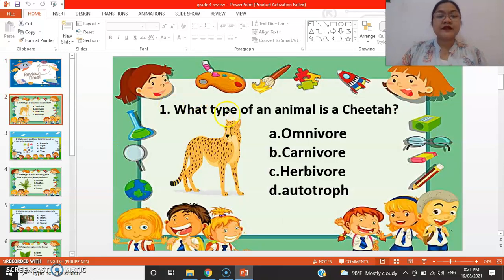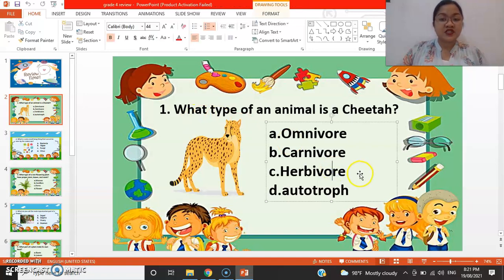So number one, what type of an animal is a cheetah? Letter A, is he an omnivore? Letter B, carnivore. Letter C, herbivore. Or letter D, autotroph. Again, what type of an animal is a cheetah? A, omnivore. B, carnivore. C, herbivore.